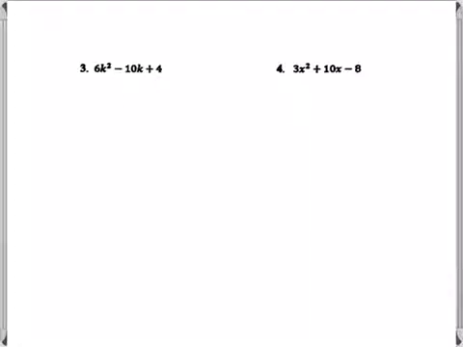Questions 3 and 4, same idea. We're going to take our leading coefficient, in this case 6, and we're going to slide it back. And then we're multiplying. So this becomes k squared minus 10k plus 24. Factors of 24 that give you negative 10. Well, that's going to be negative 6 and negative 4. So I've got k minus 6 and k minus 4.